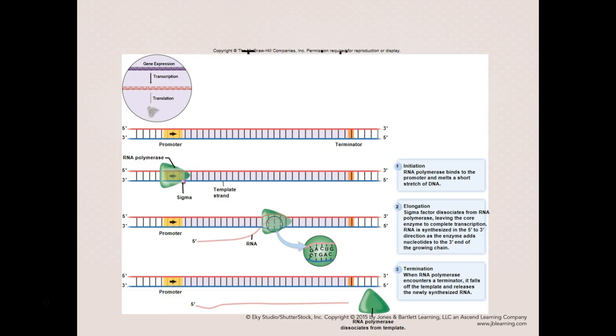So for transcription to occur, again, we're going to have 3 basic steps. Initiation, where RNA polymerase binds to the promoter region. Elongation, where the RNA polymerase moves along the template strand and produces a complementary copy of messenger RNA to that template strand. And then termination, when we hit the terminator sequence.